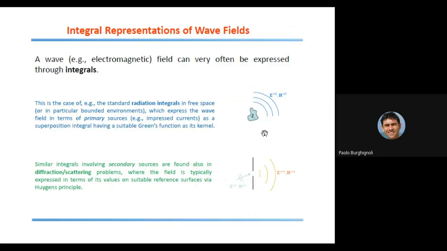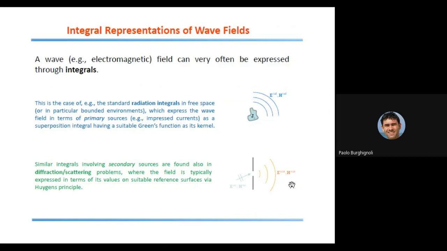Another example is that of using not primary but secondary sources, which is something typical of diffraction problems. For example, if you have a slit in an opaque plane, like a metal plane, and you illuminate from the left side this slitted plane, with, for instance, a plane wave, then what happens is that part of the radiation goes through the slit, and therefore it produces an electromagnetic field on the right side.